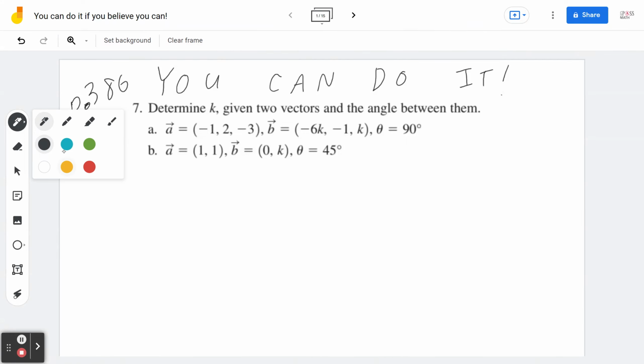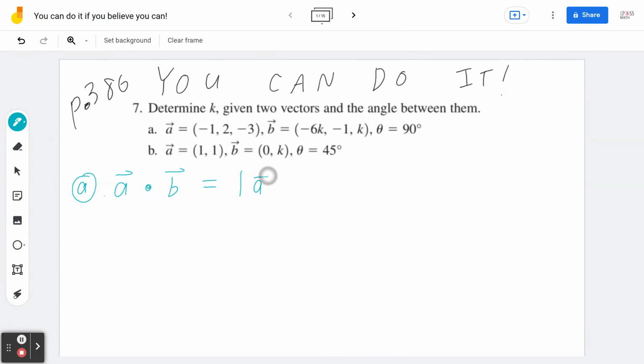Step number 1. If you write down the dot product, A dot B, so vector A dotted to vector B, by definition equals the magnitude of A times the magnitude of B cosine the angle between them. On the left-hand side, vector A is -1, 2, -3. Vector B is -6k, -1, and k.